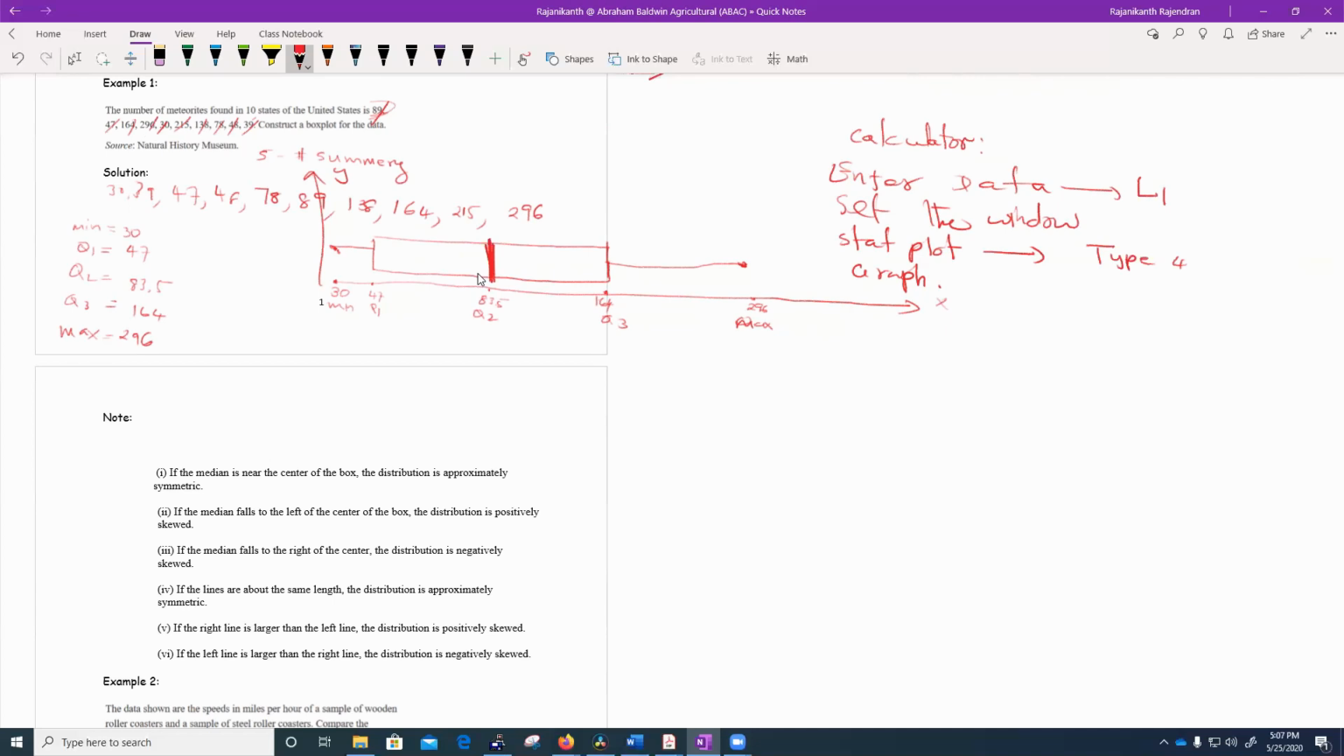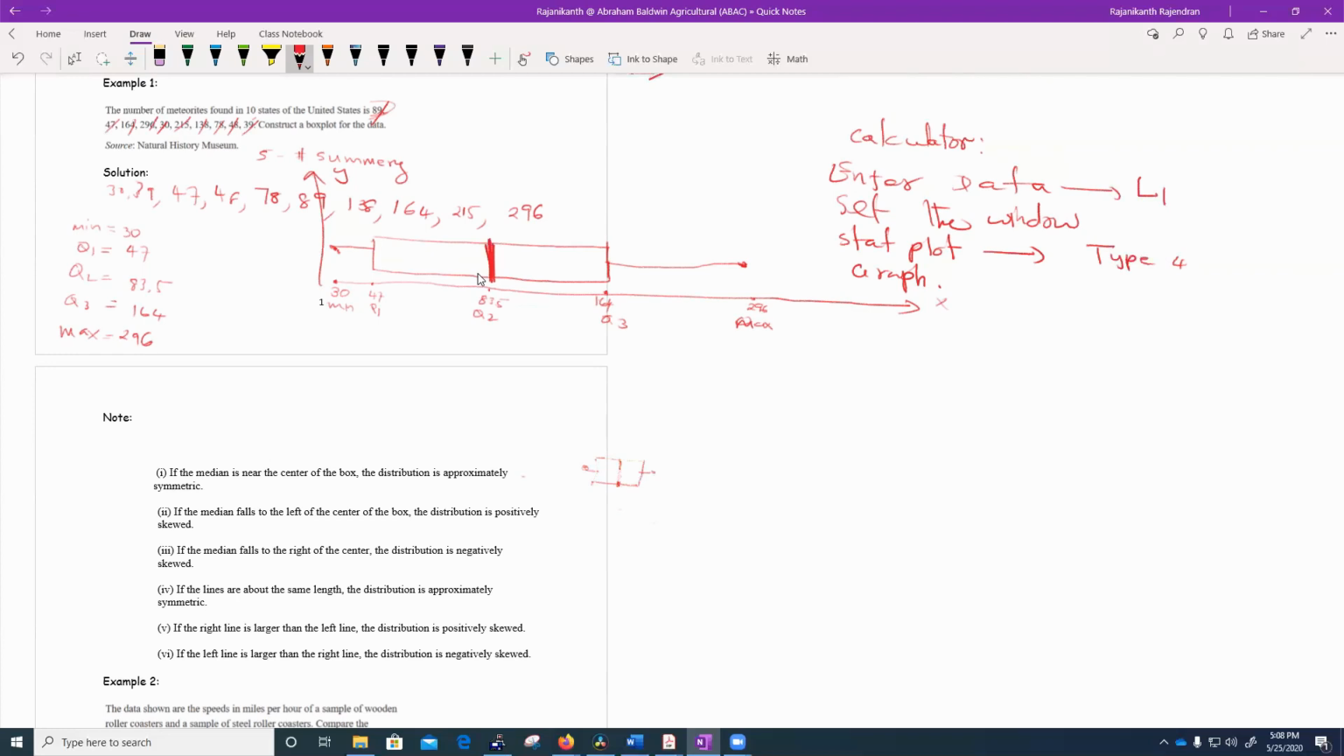Okay, if the median falls to the left of the center of the box, what does that mean? Let me draw a picture like this for this case. For the first one, the case is like that. So you are getting exactly the midpoint as your median line. If you see such a picture, this is called a symmetric picture, right?